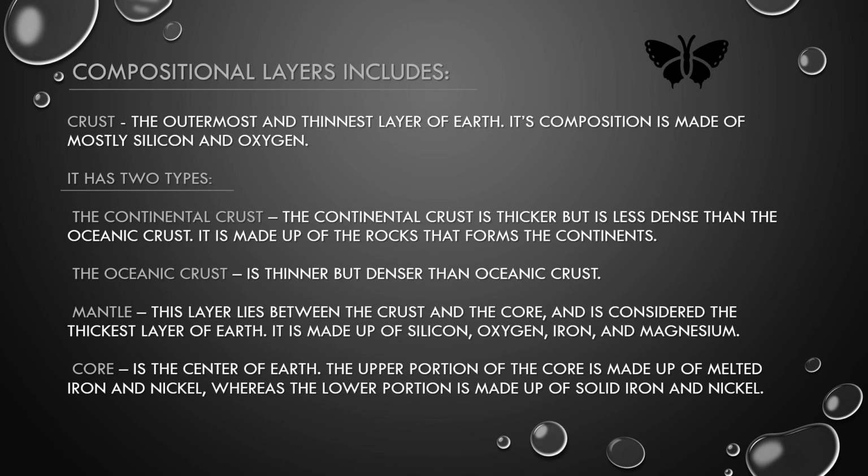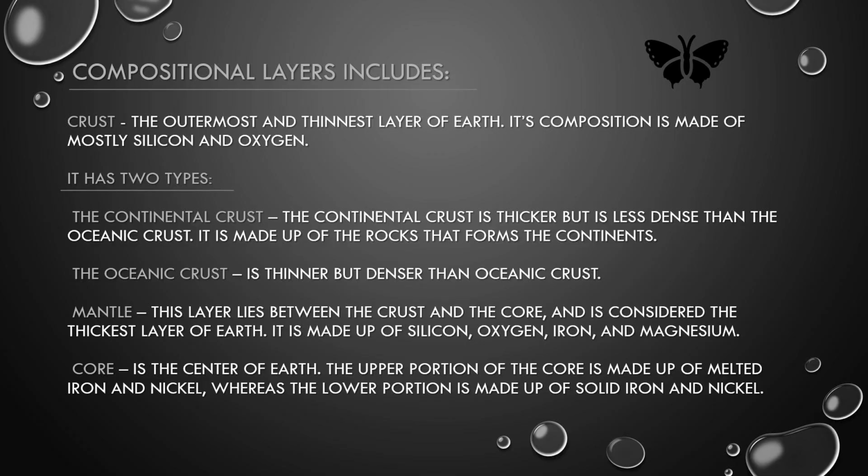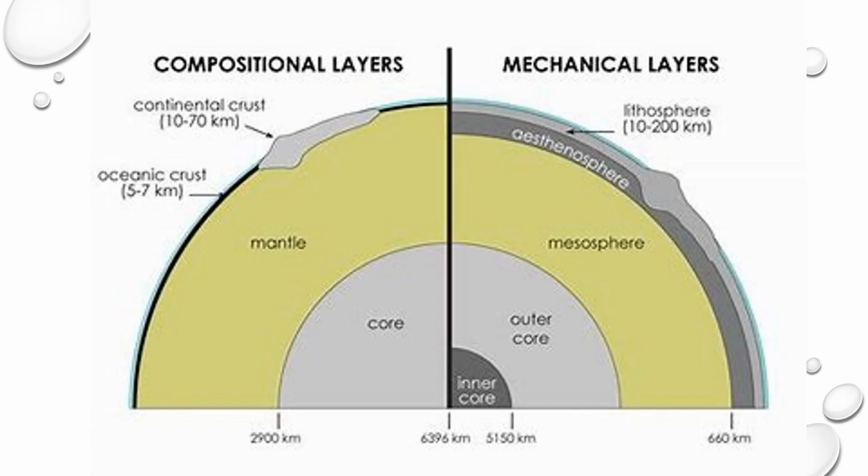So the next layer is the mantle. This layer lies between the crust and the core, and is considered the thickest layer of Earth. Compared to the other layers, this layer lies from 70 to 2,900 kilometers below the Earth's surface, mostly made up of silicon, oxygen, iron, and magnesium.